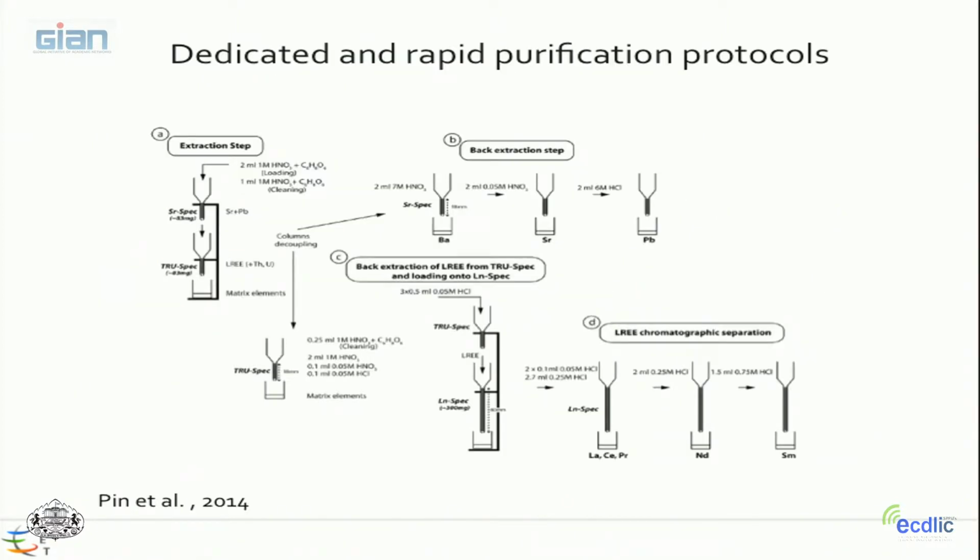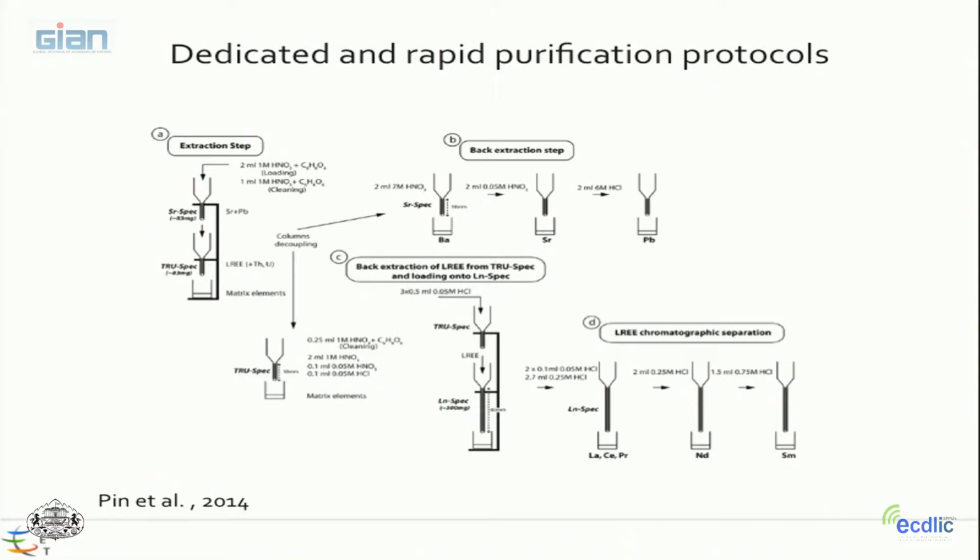So this is typically the protocol developed by Christian Pin in Clermont-Ferrand, which is now used in many labs in France. Here you have a resin called Sr Spec. First, you are using only 200 milligrams of resin instead of having a very big column. So less resin, less probability of contamination.